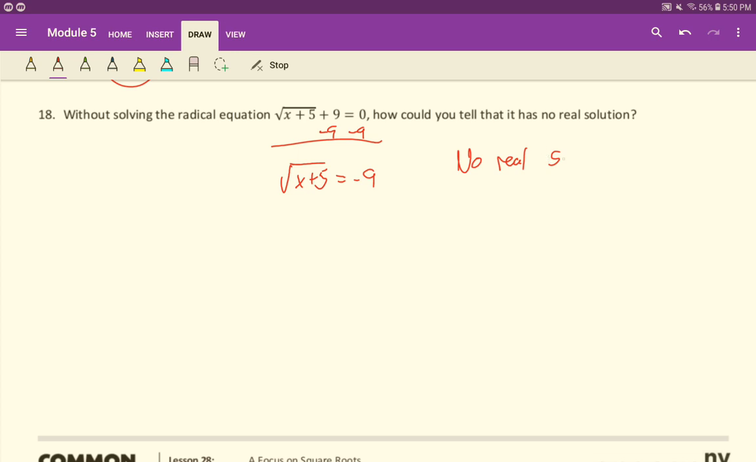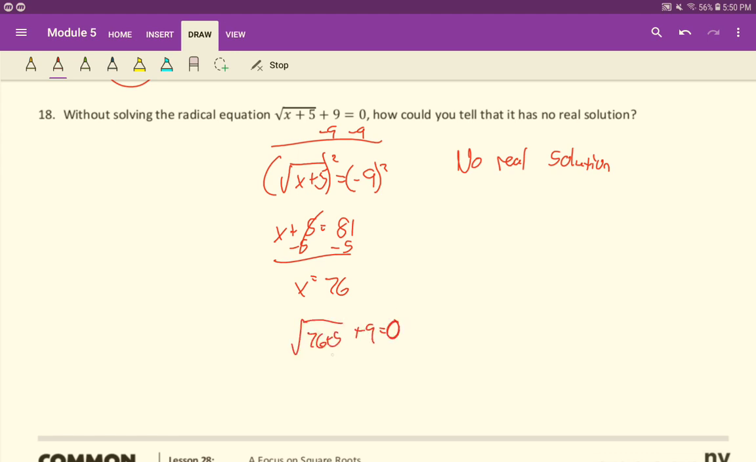Then what? Let's just see. So let's just solve it. Square both sides, you get x plus 5 equals 81. Subtract 5 on both sides, get x equals 76. Plug 76 in. 76 plus 5 is 81. Square root of 81 is 9. 9 plus 9 does not equal 0. So you can see that that doesn't work.